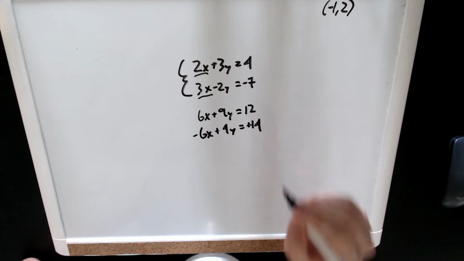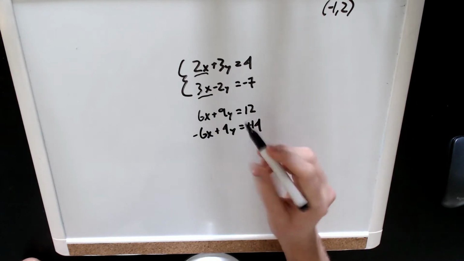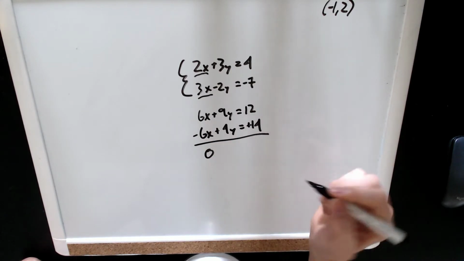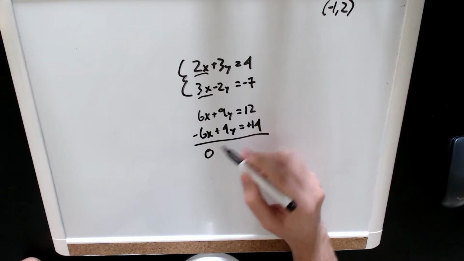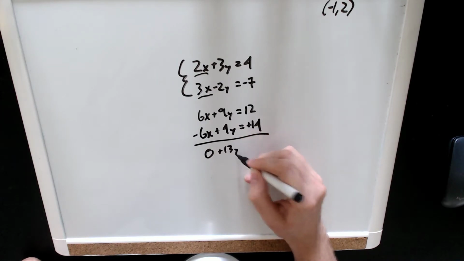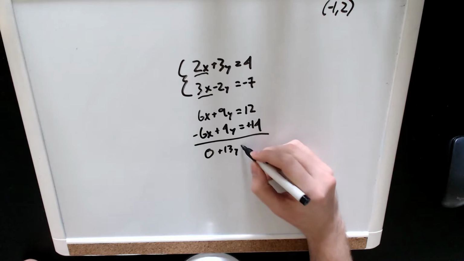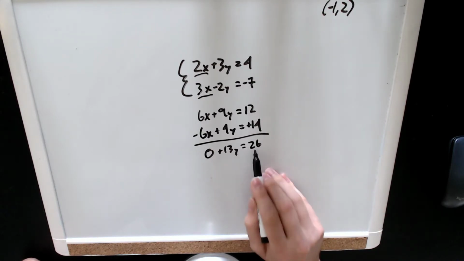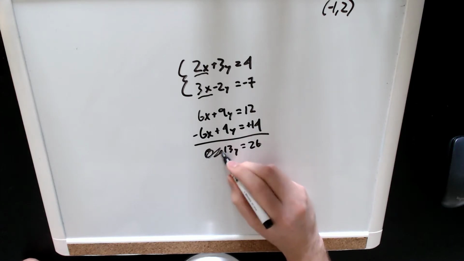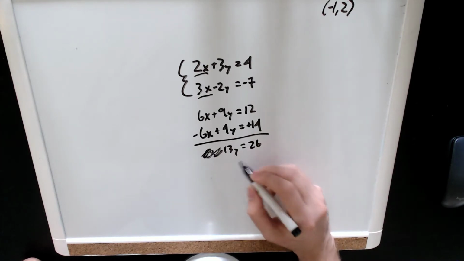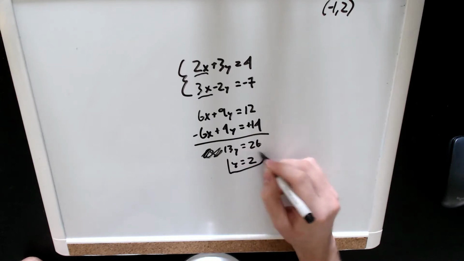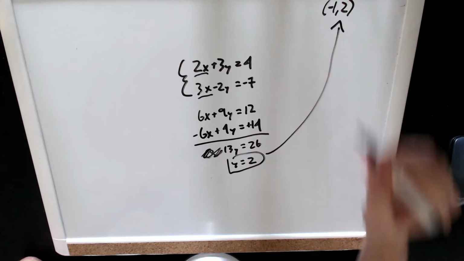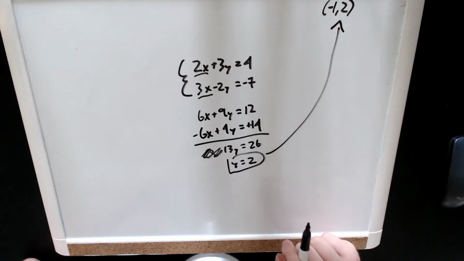So 6x minus 6x, we know that's 0, right? 9y plus 4y, that's 13y. 12 plus 14, that's 26. We have 13y equals 26, right? Because we can just throw that out. If we divide both sides by 13, we get y equals 2. So we're on the right track so far.